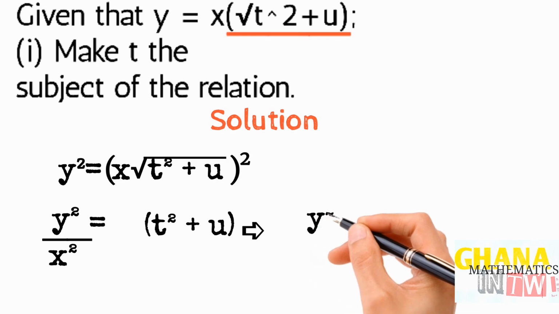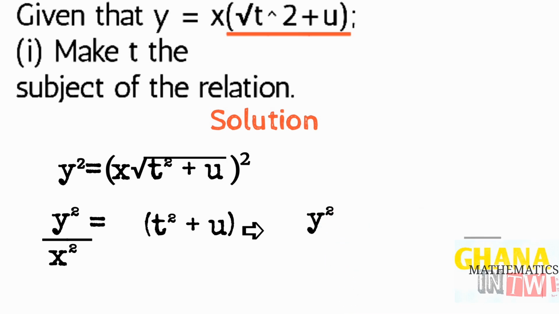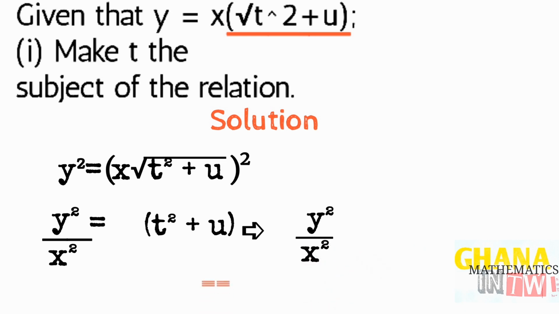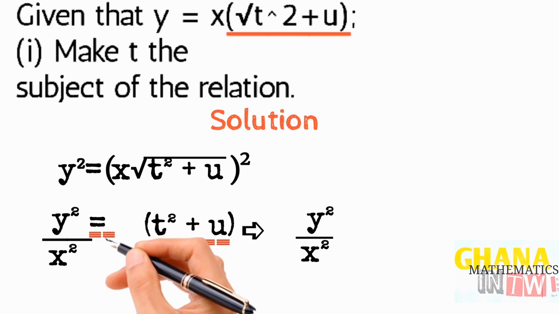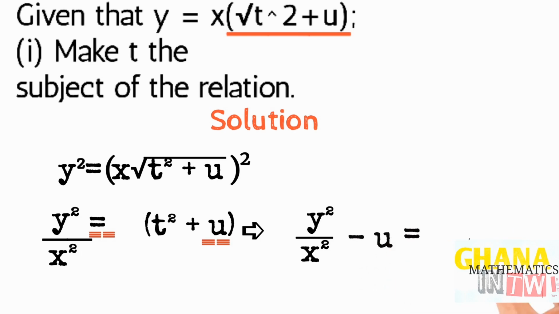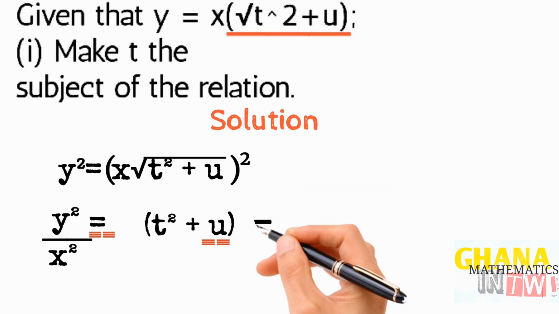Now one more thing, since the u is positive, we can use it to cross the equal to sign. So plus u will be negative u, or minus u. Y square over s square minus u equals t square. The t square is standing still, so we can square root both sides so that the square root of t square will go away. The square will cancel the square root, so we will have only t. Therefore, t equals square root of y square over s square minus u.